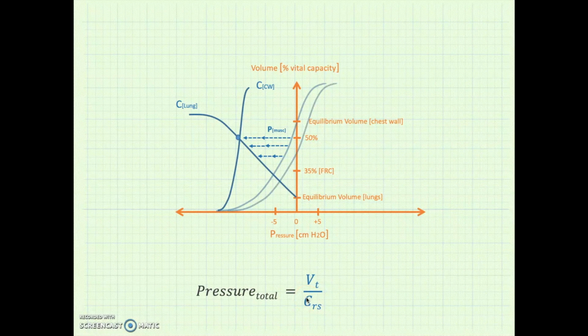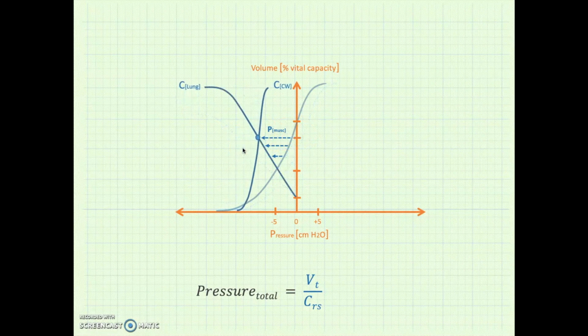If you had a situation where the chest wall was stiffened, or if it was shifted rightward, say from obesity, then a very similar principle applies. You could see that for any given volume, the amount of pressure that must be generated by the muscles of inspiration increases. Again, for the same volume and increased pressure, you know that the compliance of the respiratory system, or the difference between the chest wall and the lung compliance curve, has decreased.